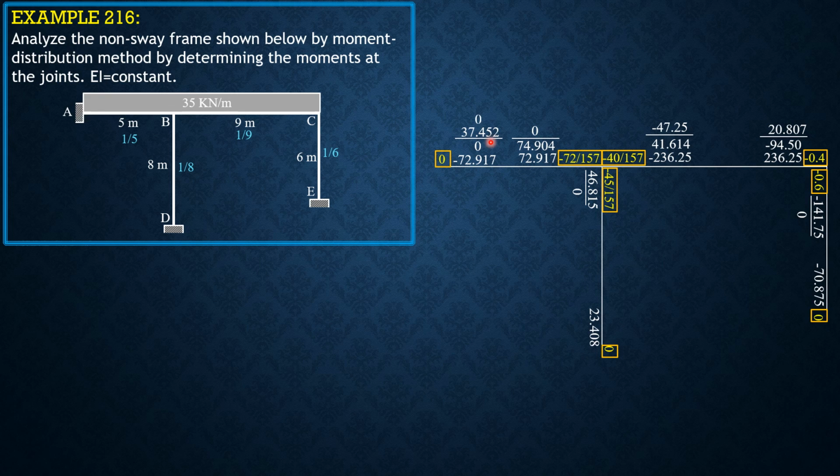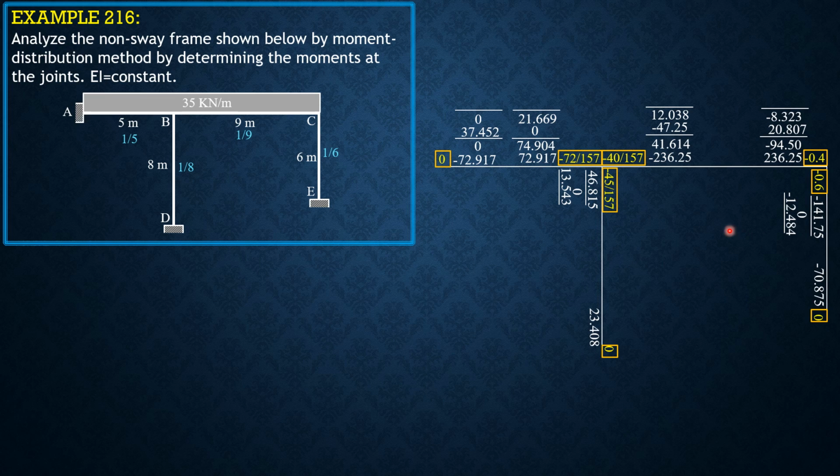Then distribute 37.452 times 0, it's still 0, lock. Negative 47.25 times negative 72 over 157. Put the value here, 21.669, lock. Replace negative 72 by negative 40. Put the value here, 12.038, lock. Replace negative 40 by negative 45 in your calculator. Put the value here, 13.543, lock. Then 20.827 times negative 0.4, negative 8.323, lock. 20.827 times negative 0.6, negative 12.484, lock.